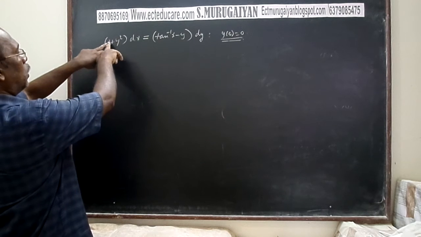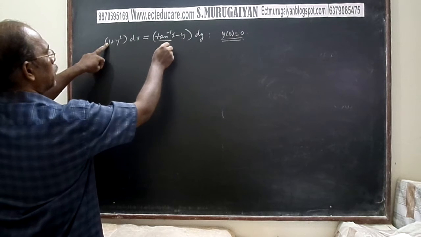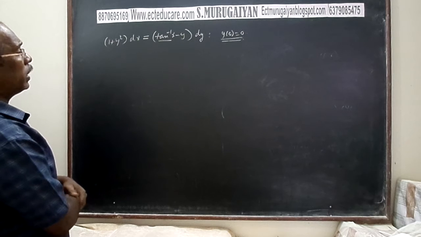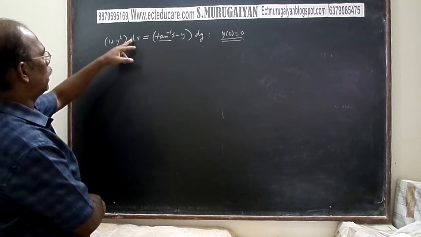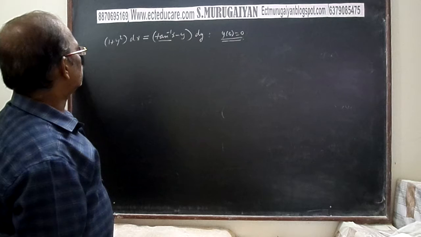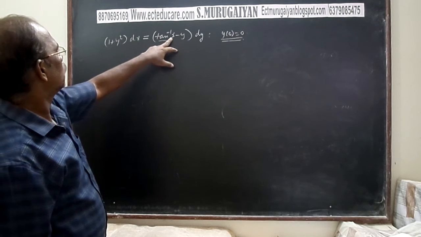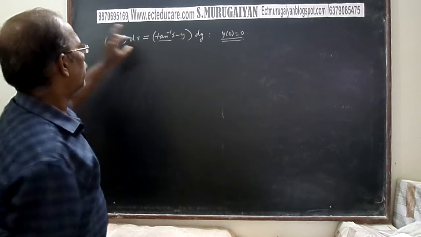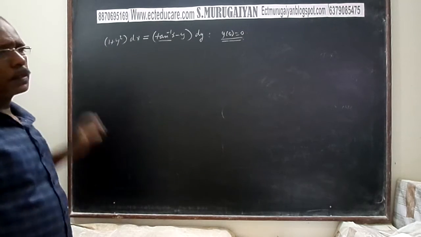Now look at this: 1 plus y square, there are two y related terms and only one x related term. So it can be written as dx by dy, rather than dy by dx. So dx by dy will be tan inverse of x minus y by 1 plus y square.